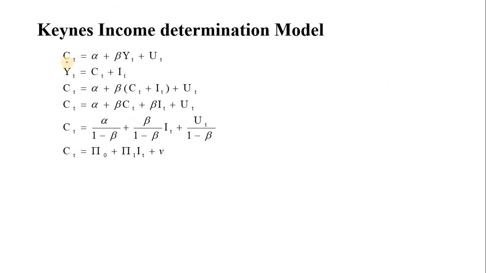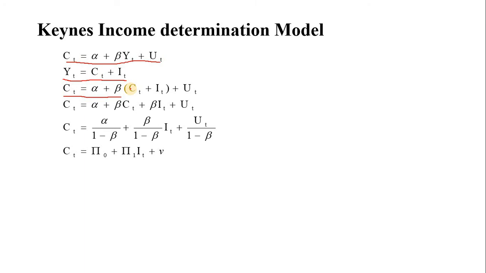So we have an equation: Ct = alpha + beta yt + ut, and yt = Ct + it. This is what is called a structural equation. Now I am just taking the first equation, Ct = alpha + beta yt. You substitute the value of yt here.